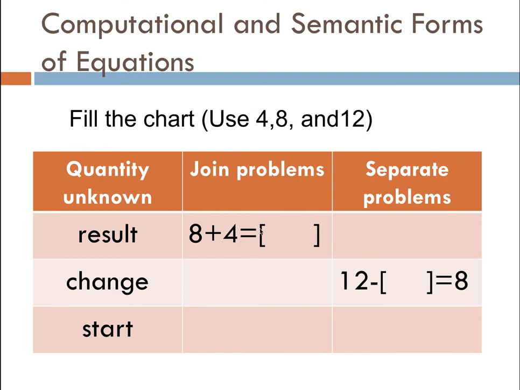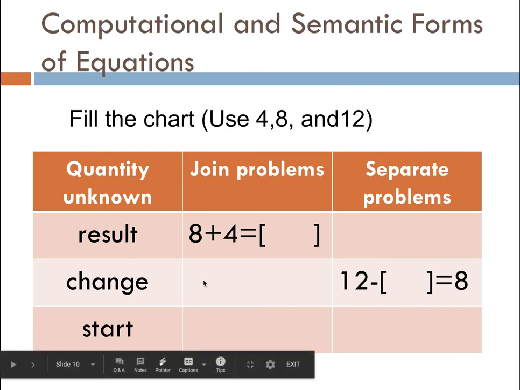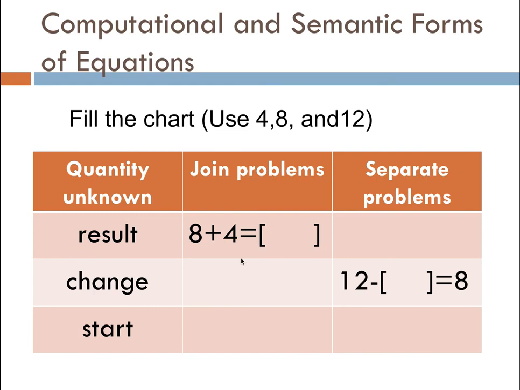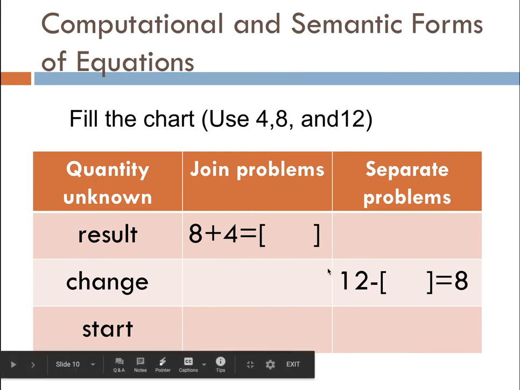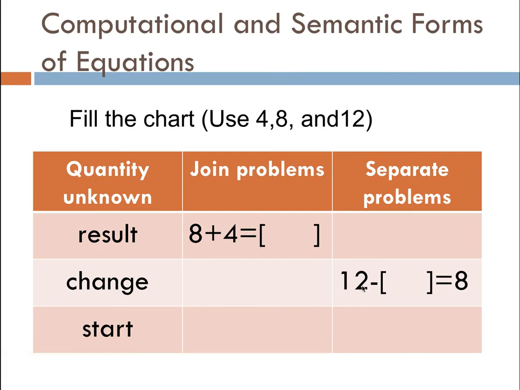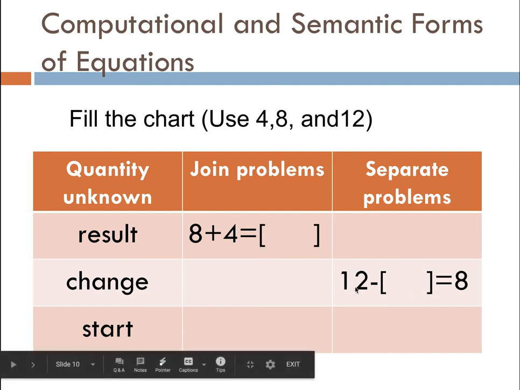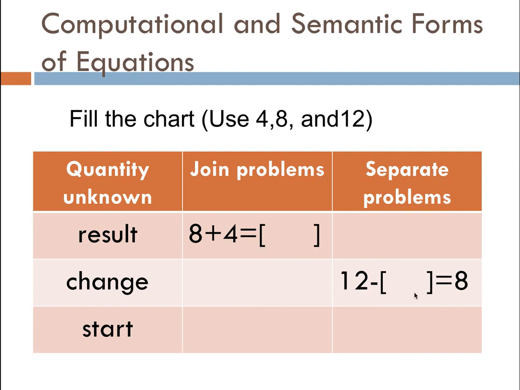In join problem, the result is unknown, right? How about the change is unknown? This is the start number, that's the change number, that's the result number. So we can put the first number as 8 plus change, that's unknown. So put a blank, is equal to 12. And you're finding that change. In separating problem, you can do 12 minus change. So that's the start number minus unknown change is equal to result. So here, change is unknown in separate problem.